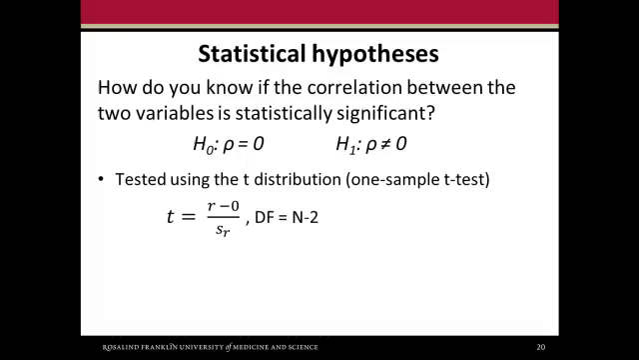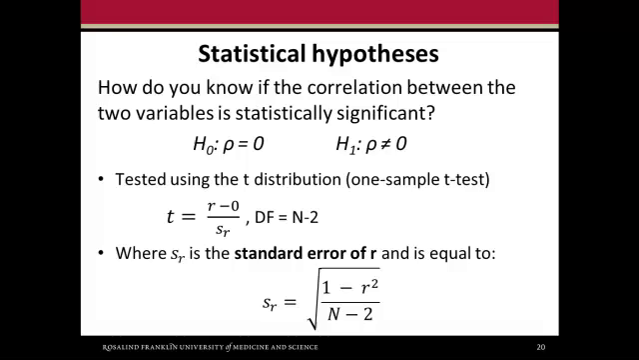So when we calculate t, it's going to be our value of r minus 0, because in our null hypothesis we're comparing it to 0. And then we have a value of the standard error of r. And here's the formula for the standard error of r. And again, we just plug in our values because we know what r is. Our n is the number of individuals that we had. So we had 8 individuals.